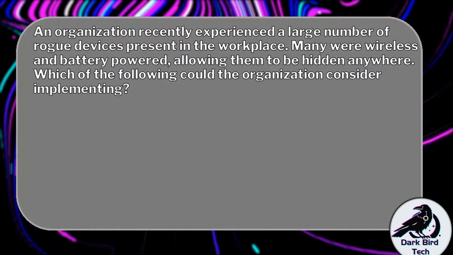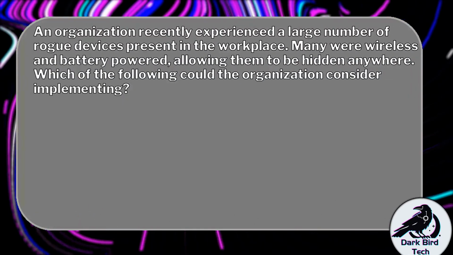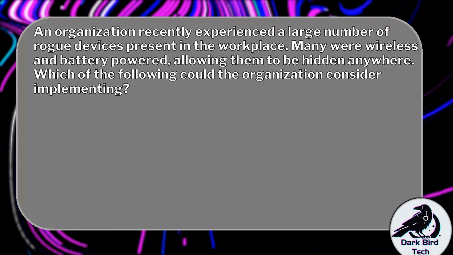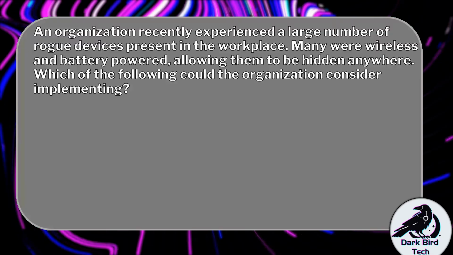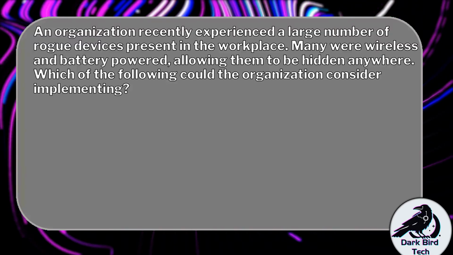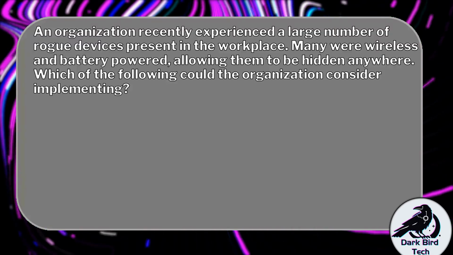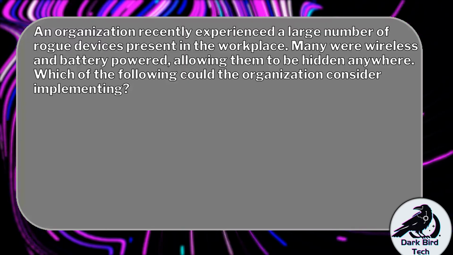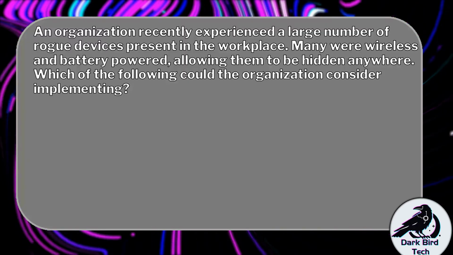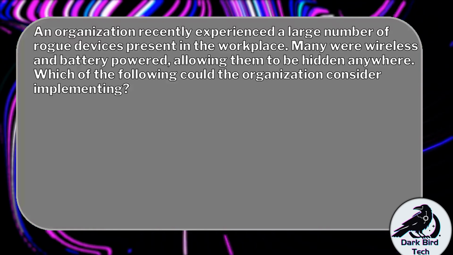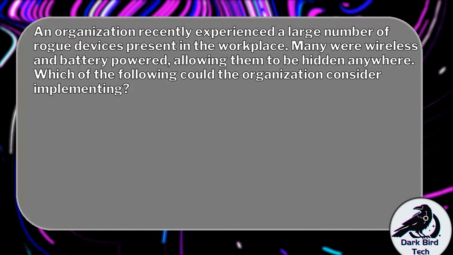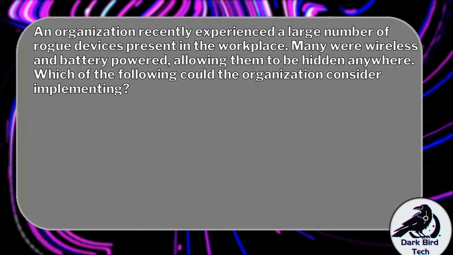to question 25. An organization recently experienced a large number of rogue devices present in the workplace. Oh dear. Many were wireless and battery-powered, allowing them to be hidden anywhere. Which of the following could the organization consider implementing? Oh wow, this could be a very interesting set of options, but I'm going to give you a chance to think about what you want to see. Pause if you need to.